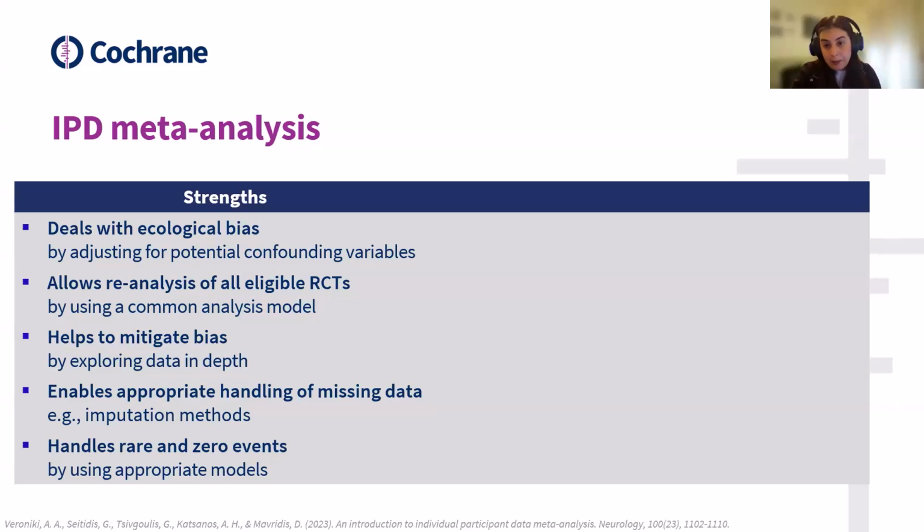Then another advantage is that we can mitigate bias. And what I mean with that is that when we have access to IPD, we can check the data quality, we can verify aspects like randomization, we can explore any protocol deviations, and all these checks can help us reduce any different types of bias that can step into our analysis when we use only the published summaries.